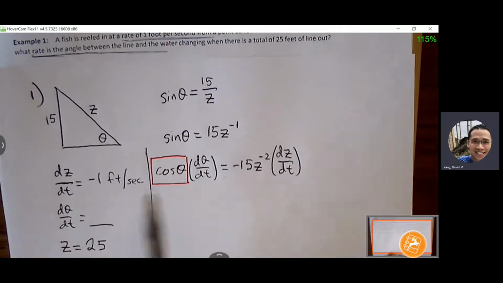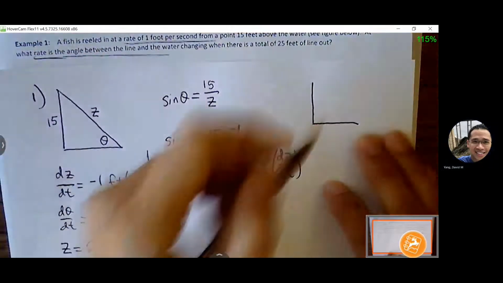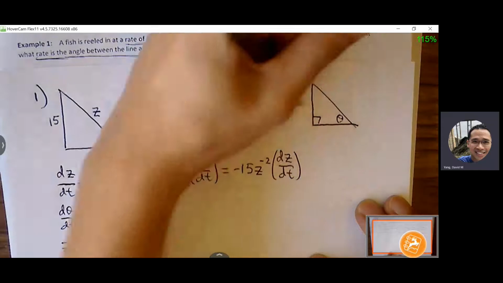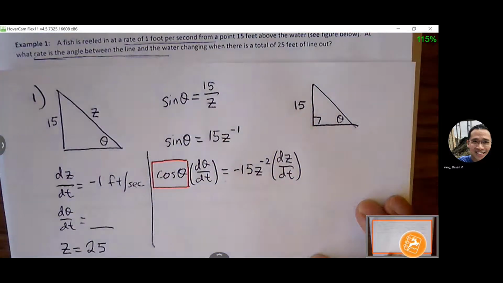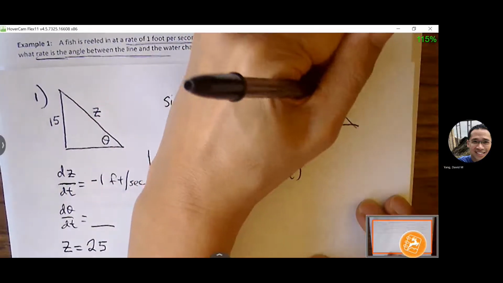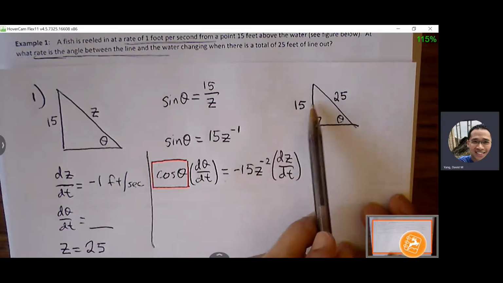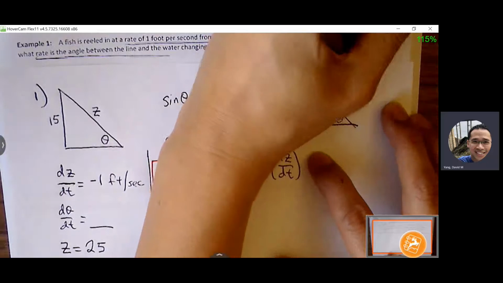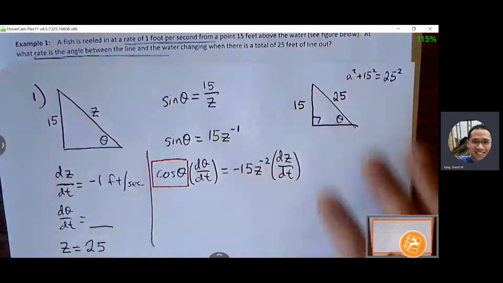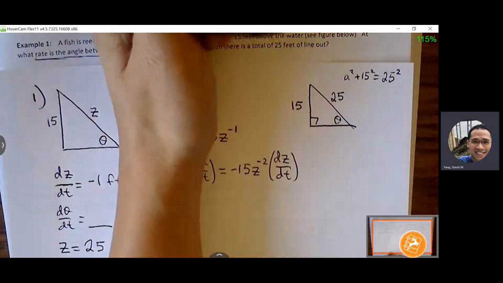So what we're going to do is draw a separate triangle just for the trig ratio, so that it doesn't get too messy with our diagram. Okay, we already have the 15 involved. What is z at this moment in time? 25. So what can I do to find this third missing side? Pythagorean theorem. a squared plus b squared equals c squared. So let's do that. This is a variation of the 3, 4, 5 triangle.